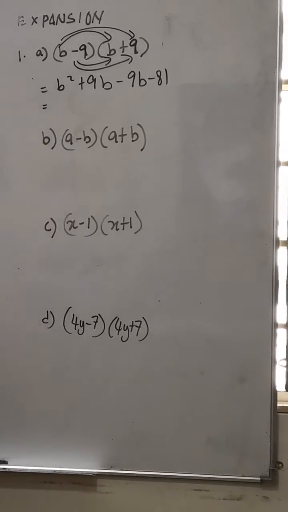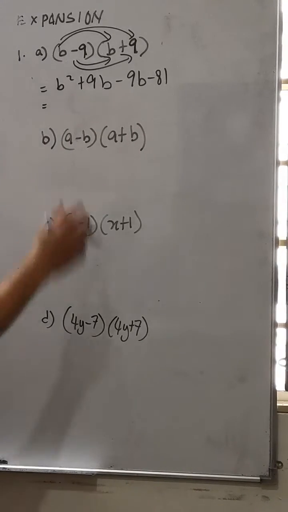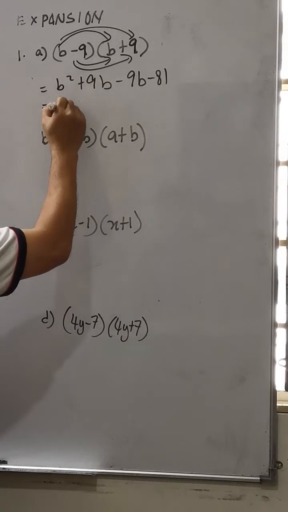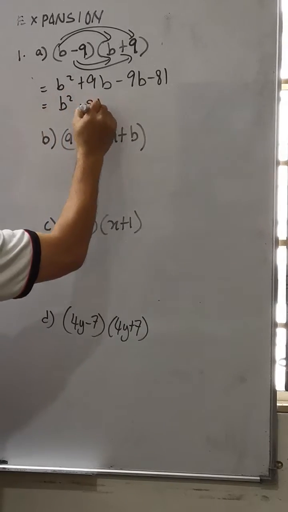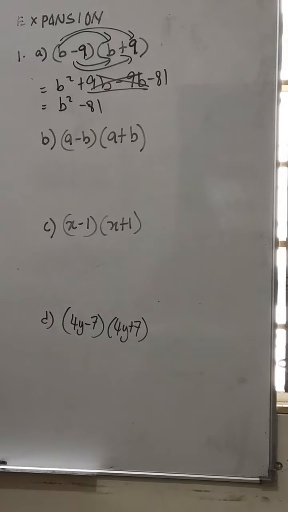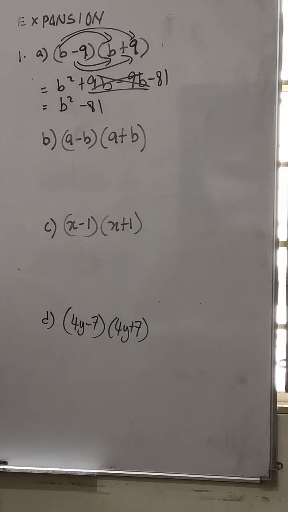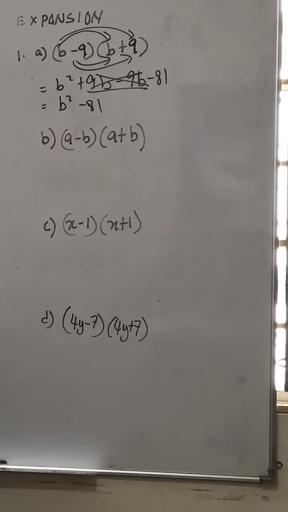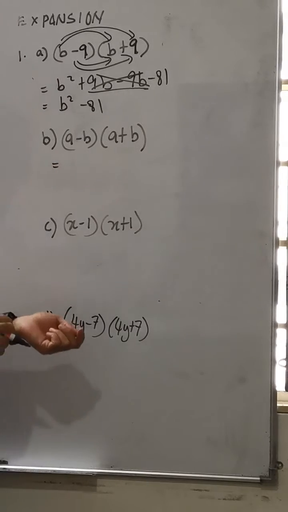No, this one becomes 0. So the answer is this one becomes 0. Understand? 9b minus 9b is 0. So what is left? b squared minus 81. Okay, so how about b? Give me the answer.